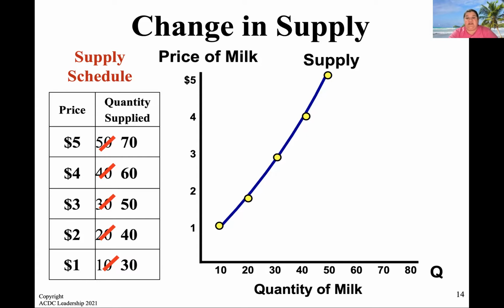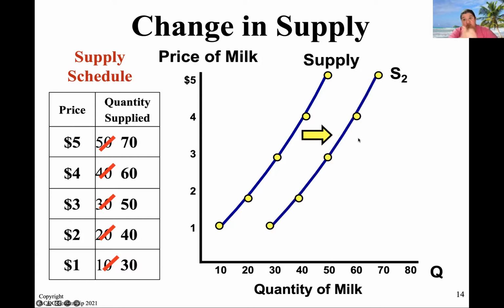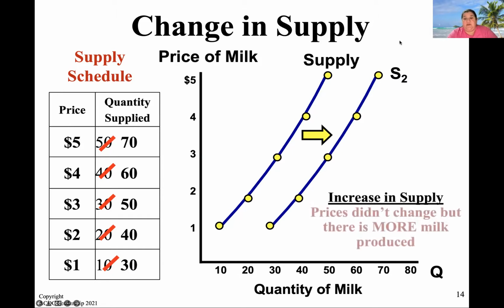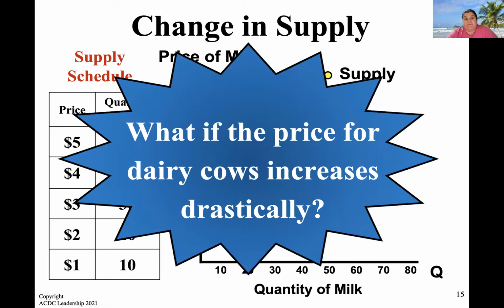So how does it affect our curve? It's going to shift it to the right, because an increase, we always shift to the right. A decrease, we shift to the left. So new technology means that we can get more milk, so our quantity supplied increases, so it shifts our entire curve to the right. The prices didn't change, but there's more milk being produced.